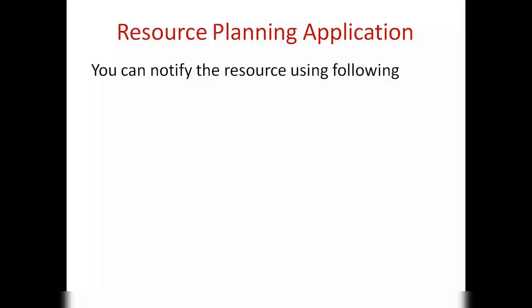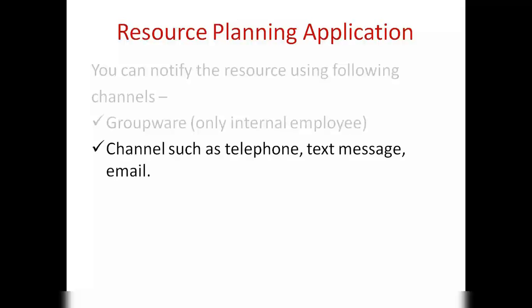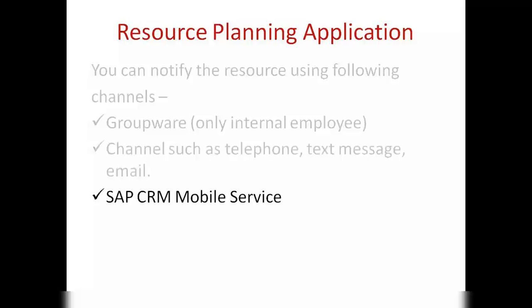That notification can be sent via these channels. It can be done by groupware, which I discussed in last week's class. What is groupware? That means the system will make an entry into their calendar, their Outlook calendar, Lotus Notes calendar, CRM calendar, all that. Or you can convey it by telephone, text message, or email. You can also send a notification to their laptop. So these are the methods for resource planning.